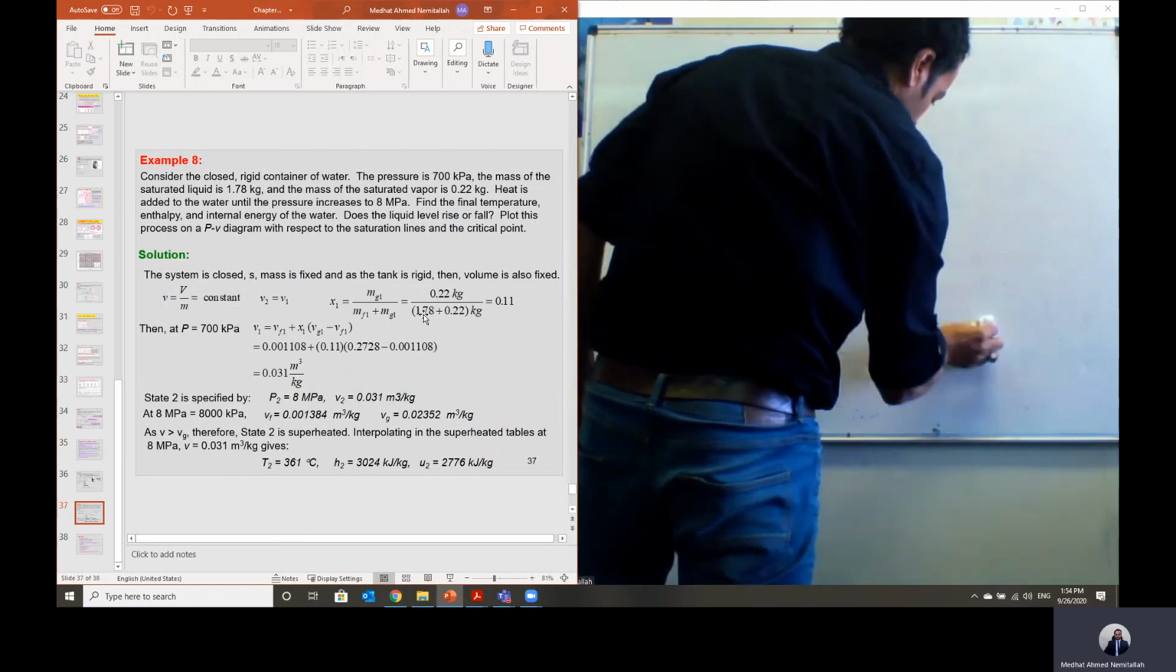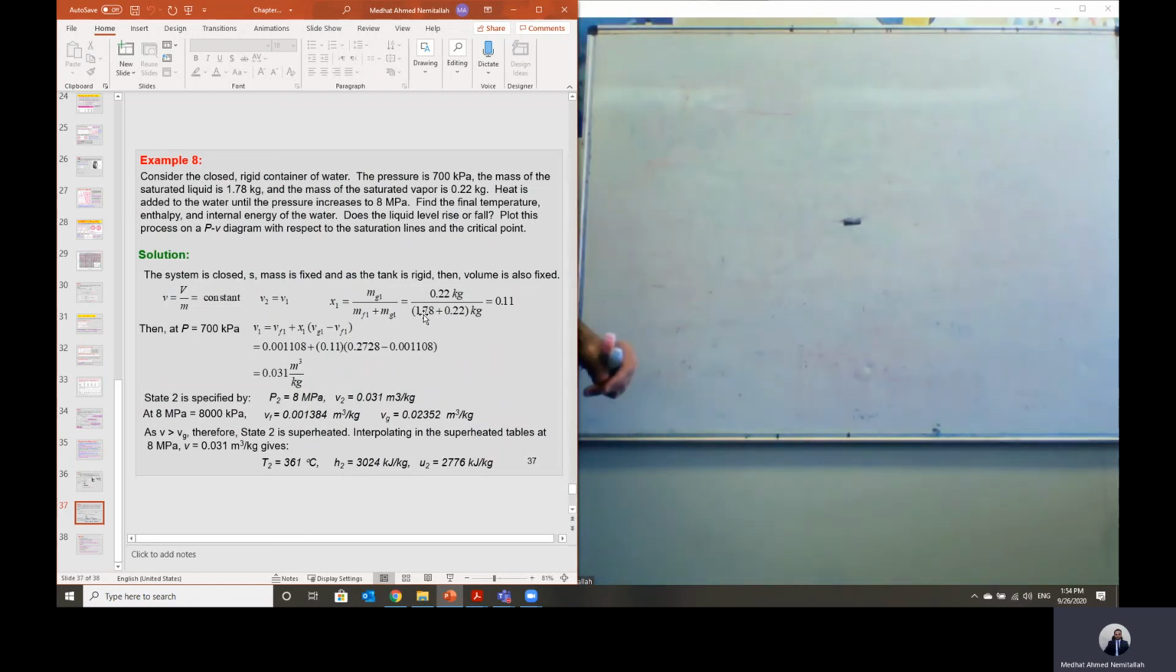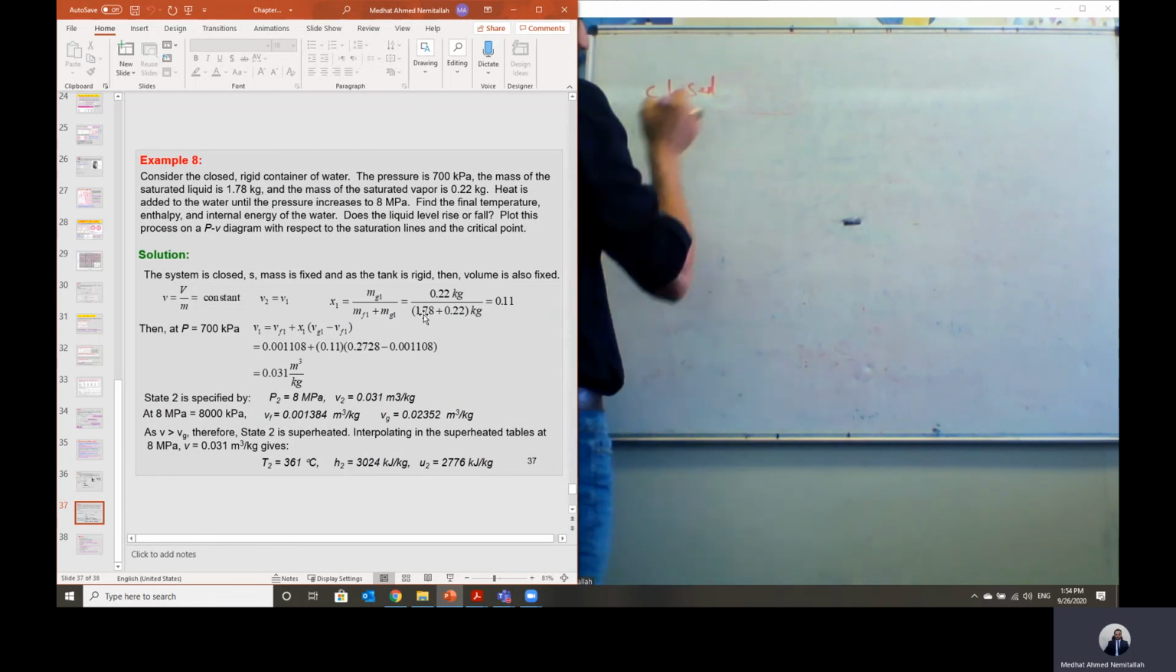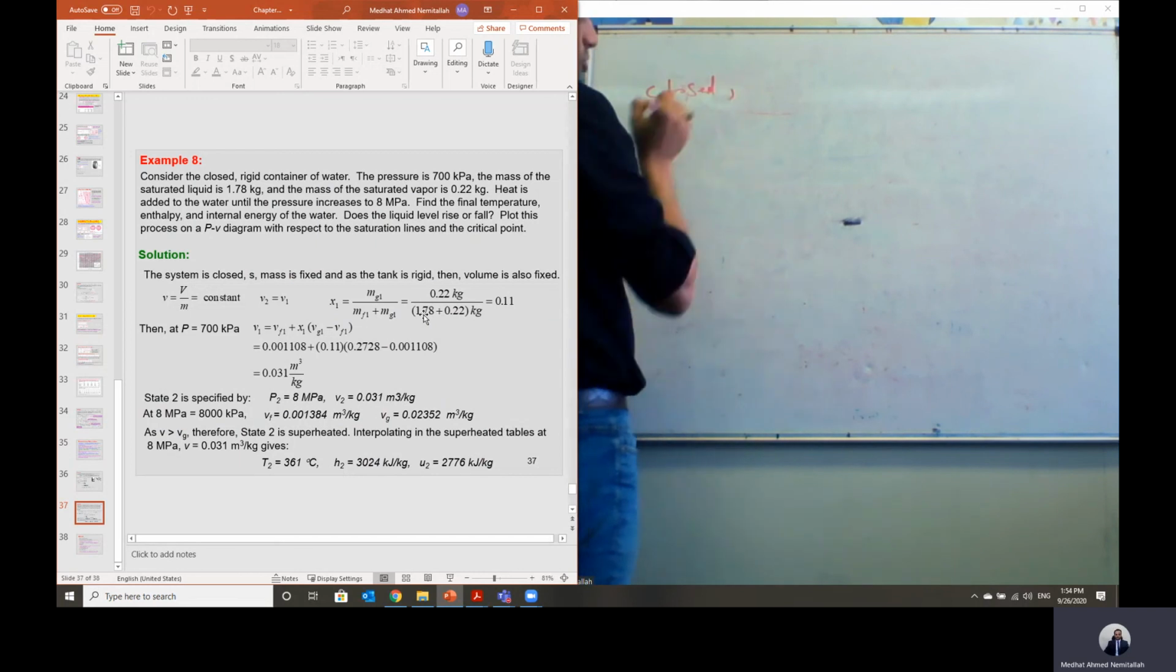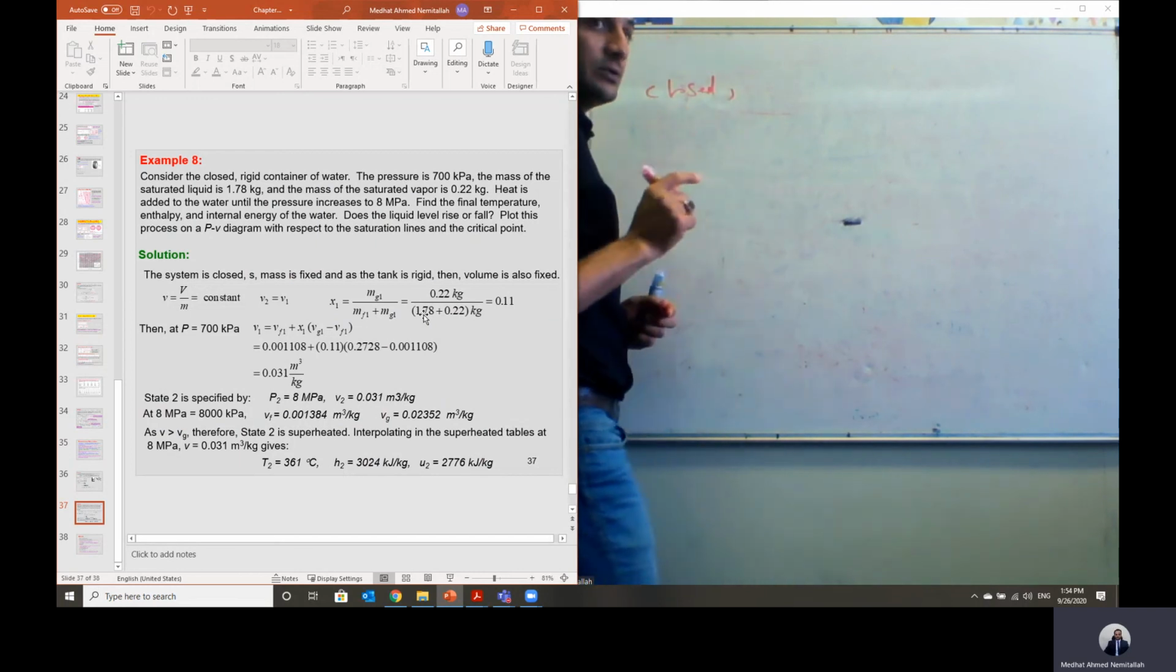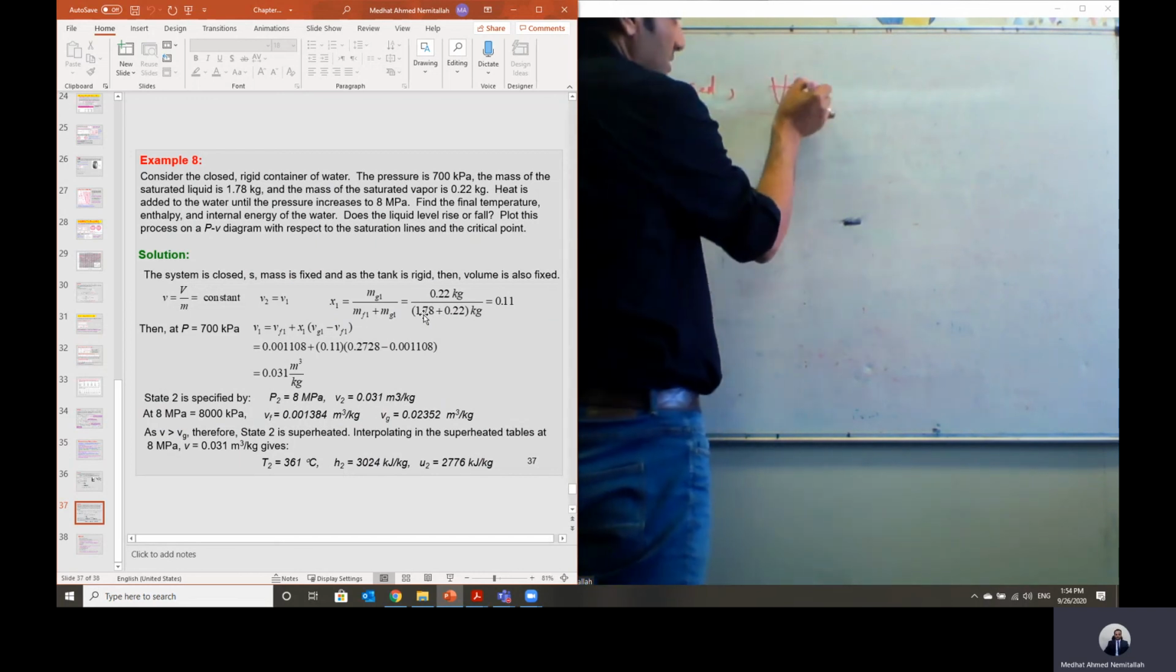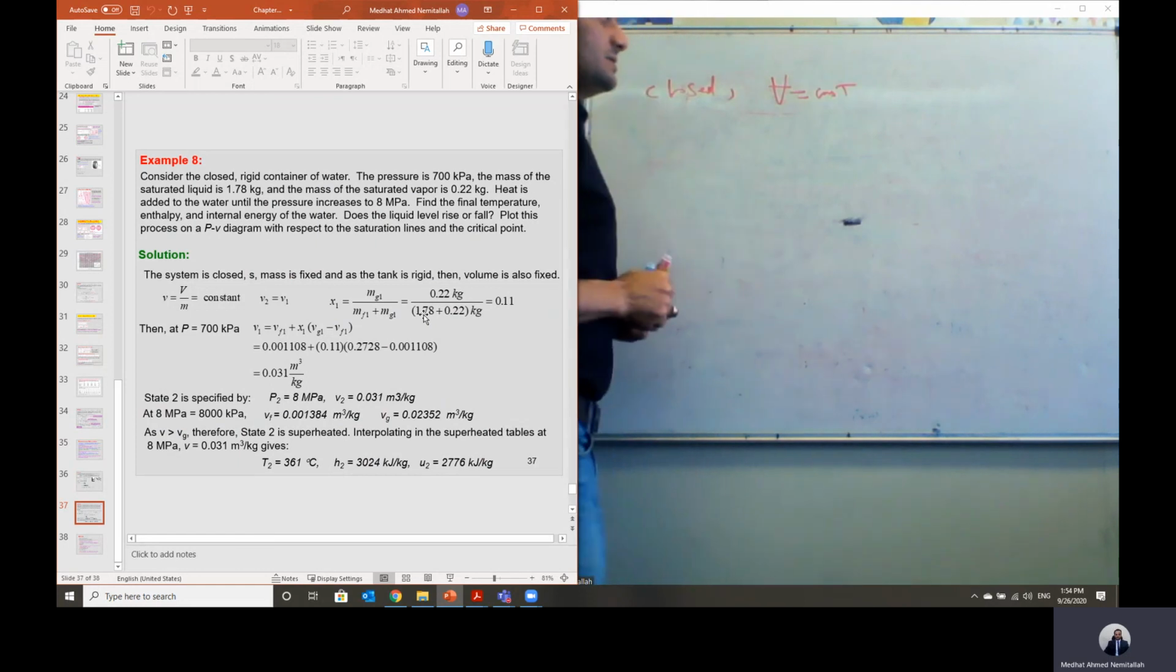So he said closed rigid container. We say closed system, rigid container, rigid vessel, gas in a piston cylinder device. All of this actually means the system is a closed system. So the system in this case is closed. And he said a rigid tank. Rigid tank or rigid container, as I told you, rigid means the volume is constant in this case. And this is the key for the solution of this problem.